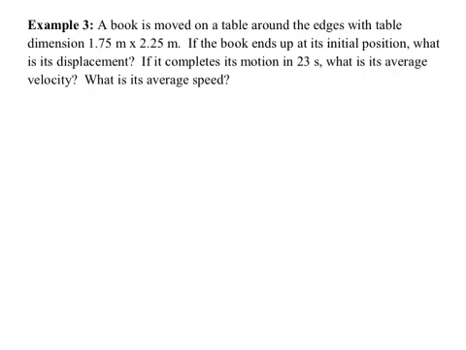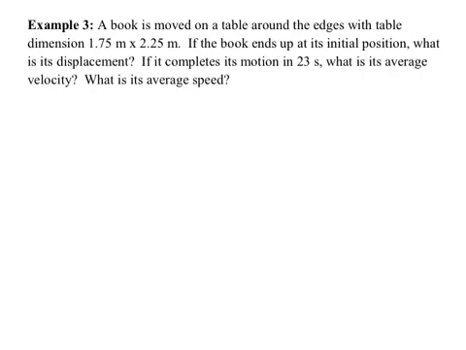Example 3. A book is moved on a table around the edges with the table dimensions 1.75 meters by 2.25 meters. If the book ends up at its initial position, what is its displacement? If it completes its motion in 23 seconds, what is its average velocity? And what is its average speed?